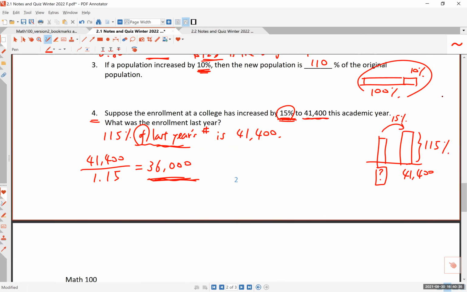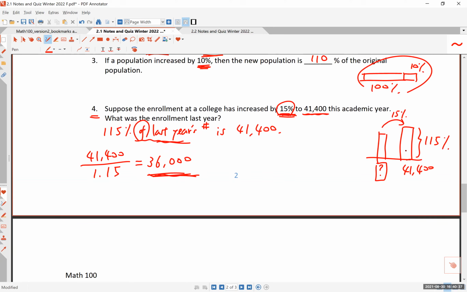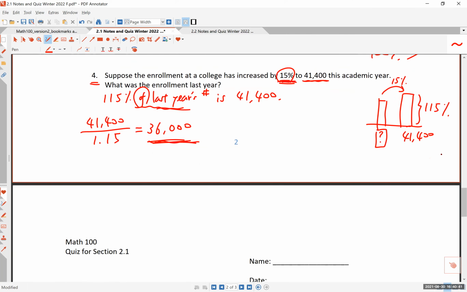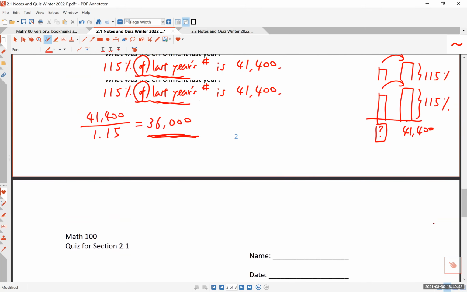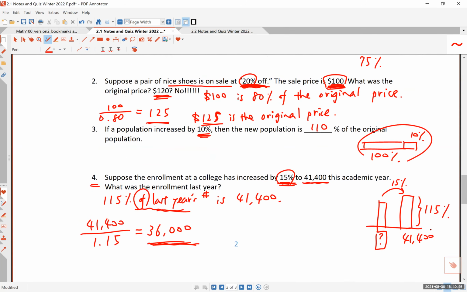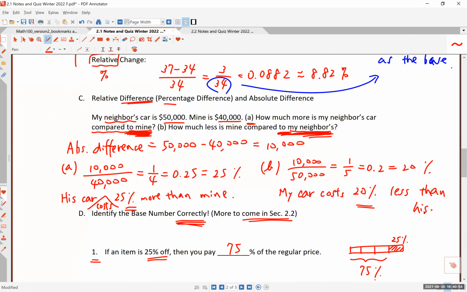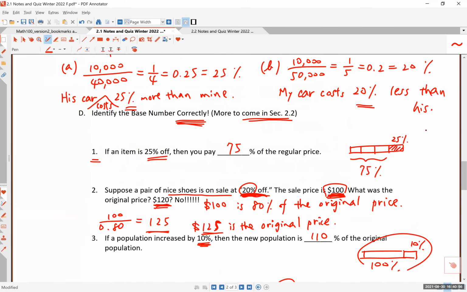Okay, so these are the basics and some of the applications of a percentage. Do your quiz, and next time in section 2.2, we'll see trickier and maybe a sort of misleading use of percentages. But that's all based on what you learned in section 2.1. So be sure you understand everything about section 2.1 before you go on to section 2.2.